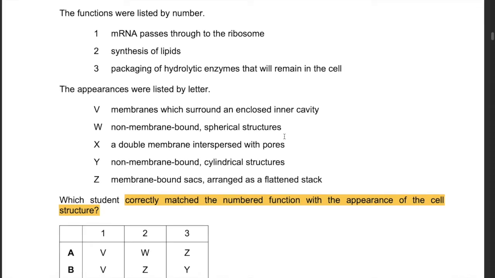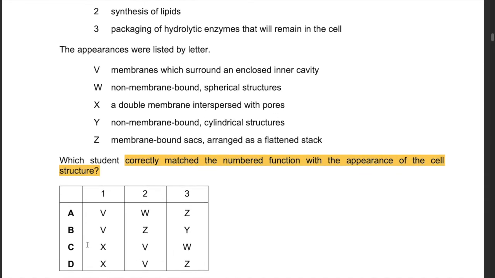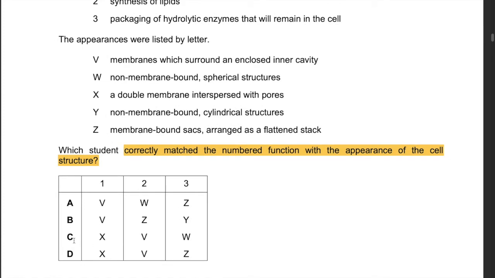As you can see, 1, mRNA passes through to the ribosome. So this represents the process of transcription which occurs in the nucleus. Therefore, it should be a double membrane interspersed with pores because a nucleus has a double membrane known as a nuclear envelope and it is interspersed with pores. Therefore, 1 is X. Hence, we should consider between the options C and D.